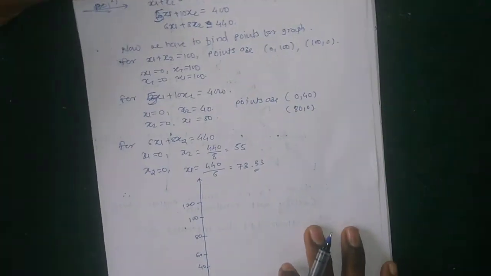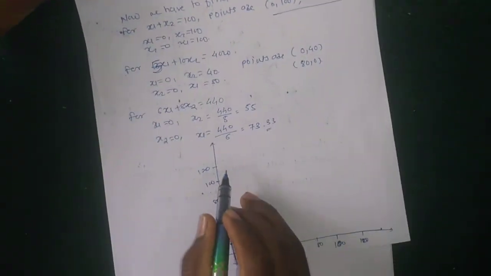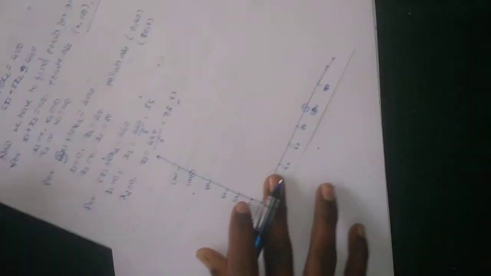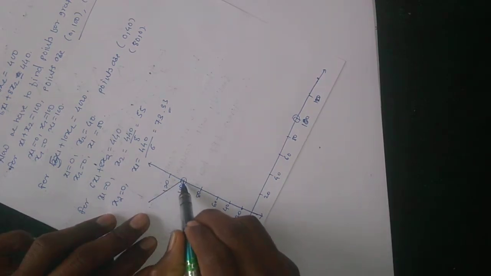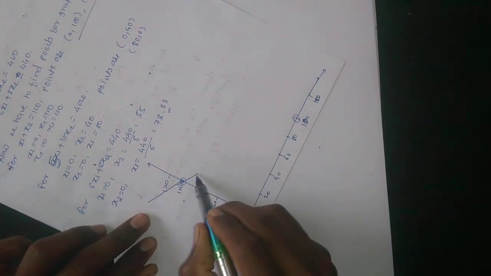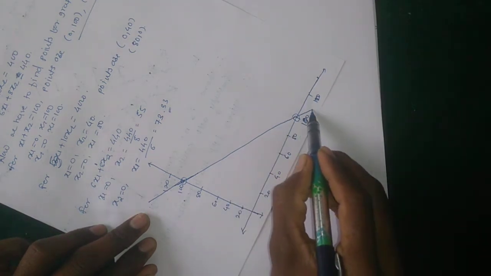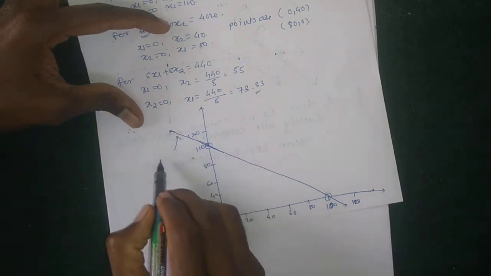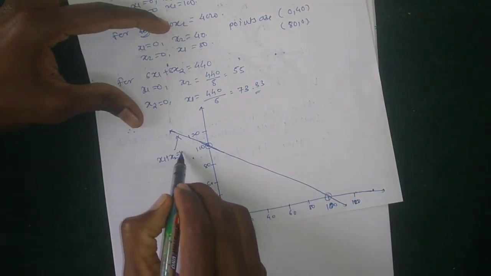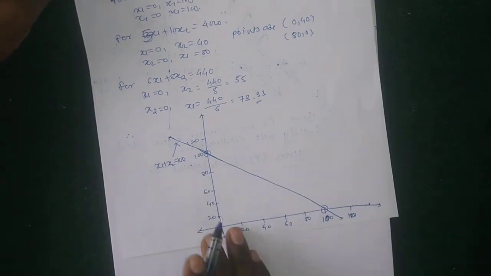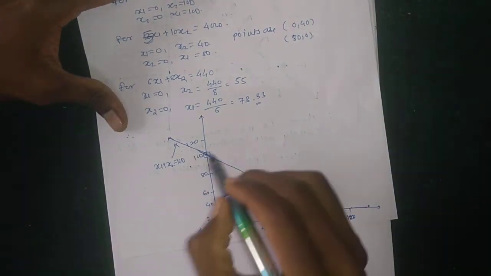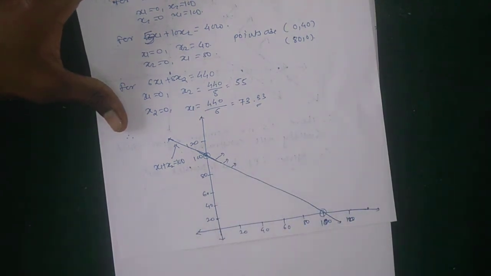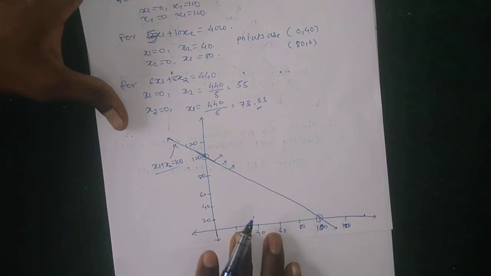The first points are (0, 100) and (100, 0). So join these two points. This line is x1 + x2 = 100. This constraint is a greater-or-equal constraint, so its region is the upper side of this line.